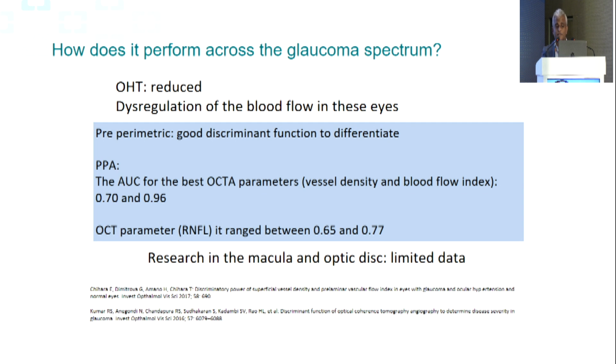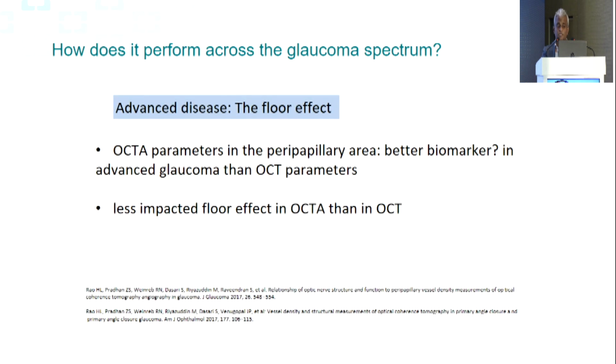In ocular hypertension, it has been found that because of the dysregulation of the blood flow in these eyes, you can actually identify reduced perfusion. In pre-perimetric glaucoma, this might be a good discriminant function to differentiate between pre-perimetric and established glaucoma. The data, of course, is limited in the macula and optic disc area for glaucoma, pre-perimetric and ocular hypertensives.